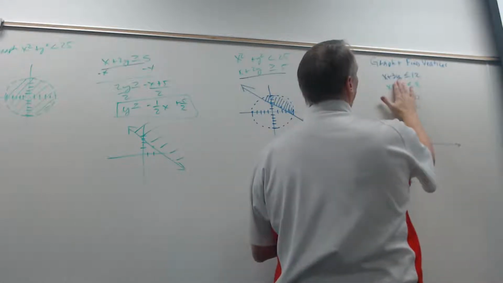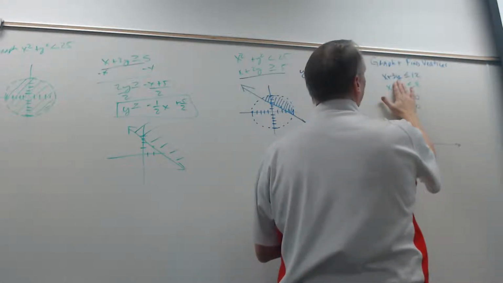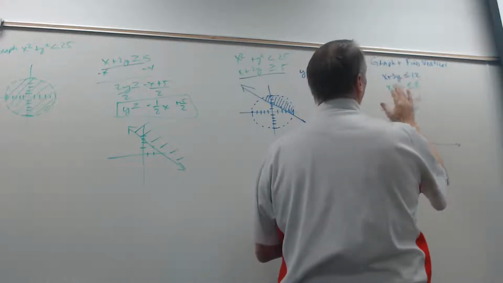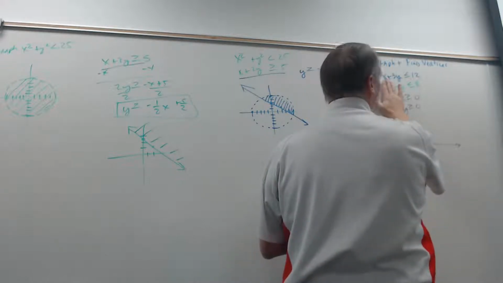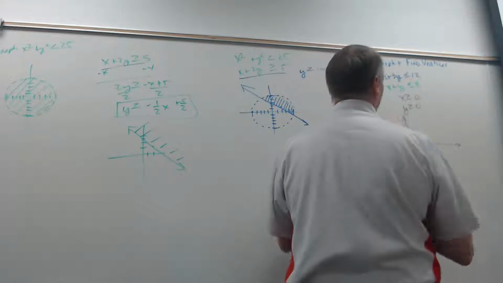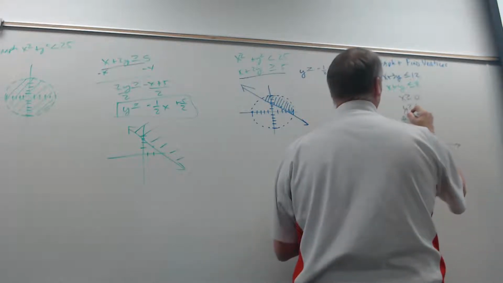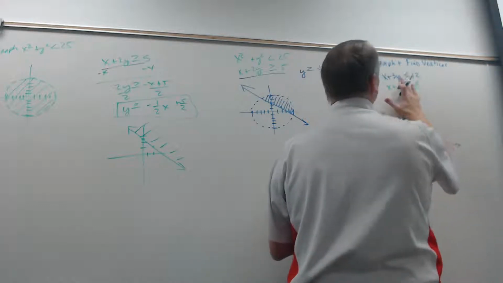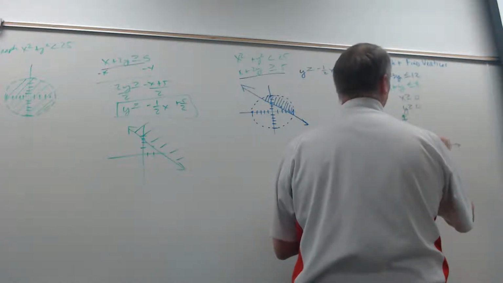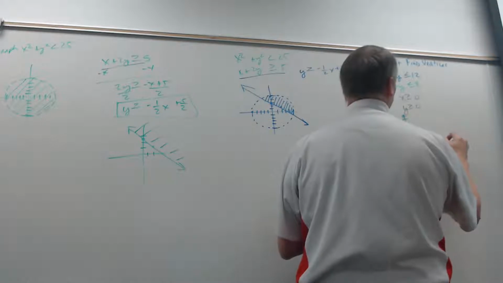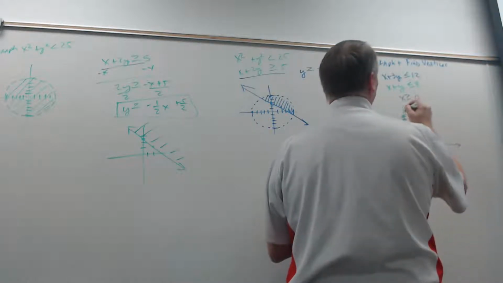If x is 0, what is y? 8. Actually, I said that backwards. If x is 0, y is 8. So 2, 3, 4, 5, 6, 7, 8. If y is 0, x is 8. 1, 2, 3, 4, 5, 6, 7, 8. Is that solid? Yes.